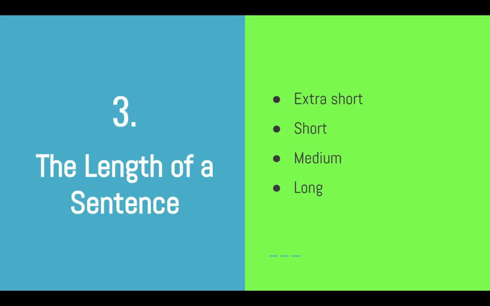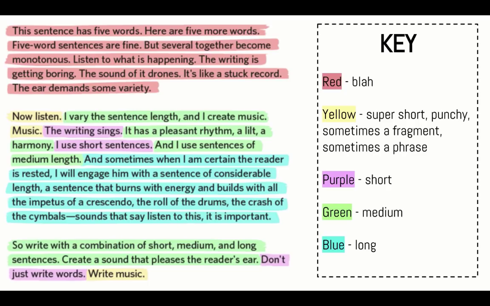You've got extra short, short, medium, and long, and this is kind of what we started off with. This sentence has 5 words. We're going to look at it again, and you can see that there's a key. The first part that's red is pretty blah. But when you see it redone, you've got some yellow ones that are really super short, punchy sentences. Sometimes they're only a word long. It's a little sentence fragment. And those are okay to use sometimes. Then you've got the purple sentences that are just short sentences. You've got the green ones, which are medium length, and then the blue one, which is long. And you can read that again to yourself if you'd like to pause it. Having some long sentences and some short sentences is key.